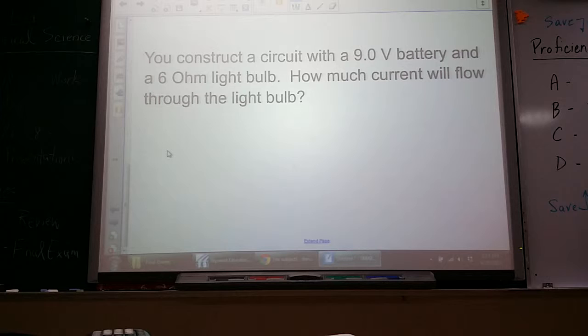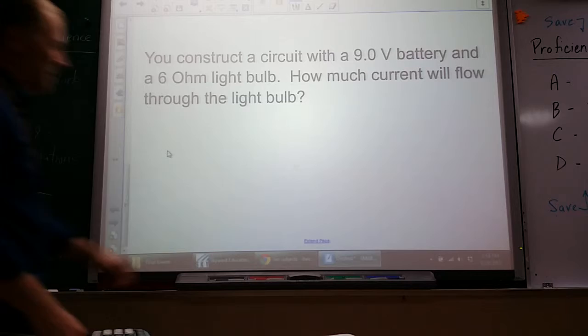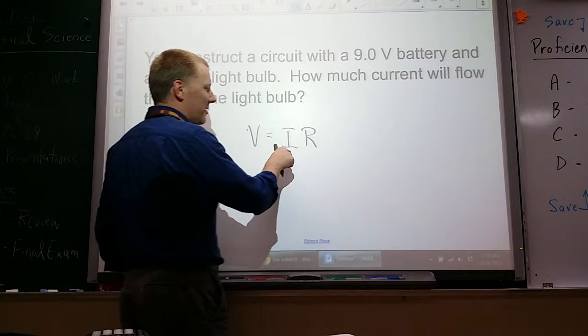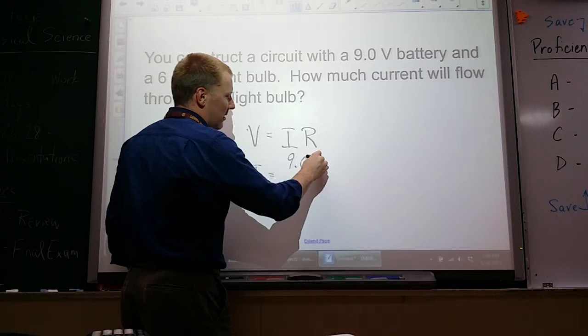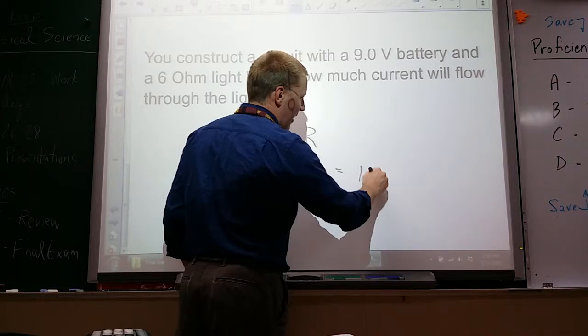This one, almost 1.5 amps. This is Ohm's law, right? V equals I times R. We want to find current, which is abbreviated I. So we've got 9 volts over 6 ohms, and that gives us 1.5 amps.